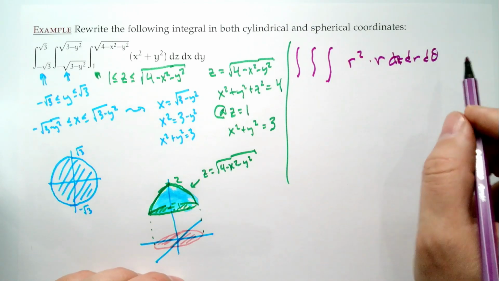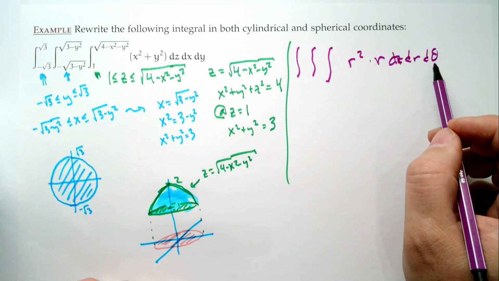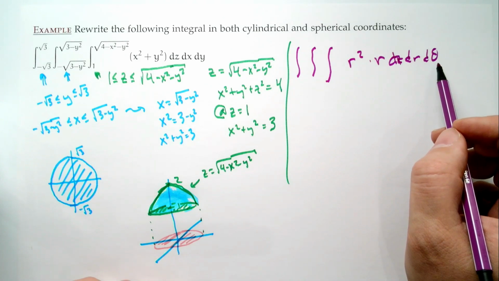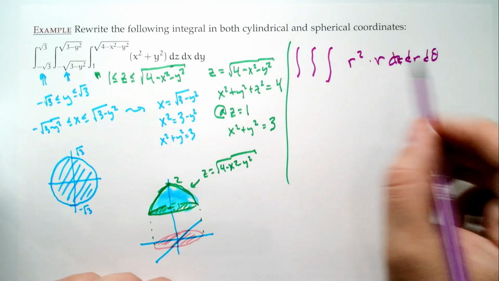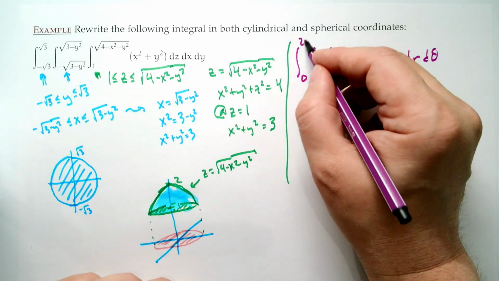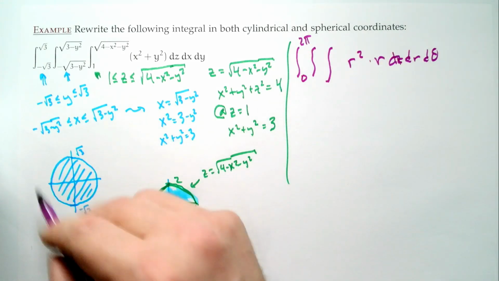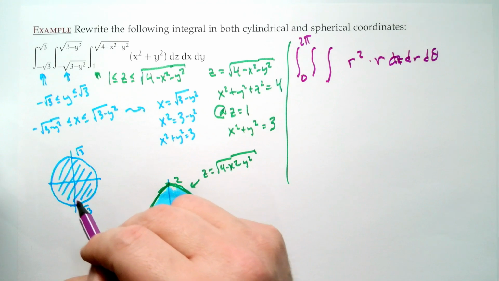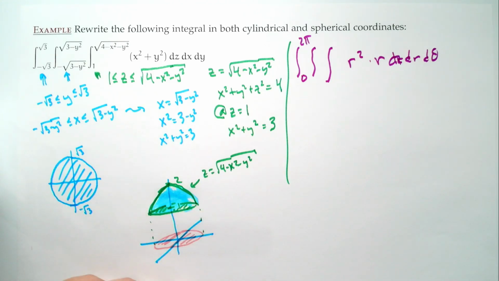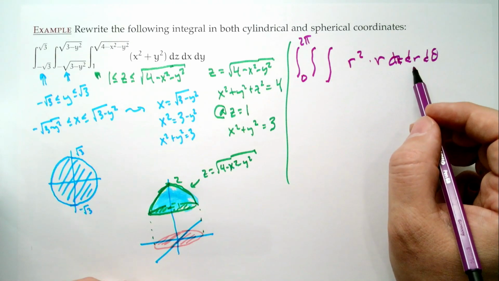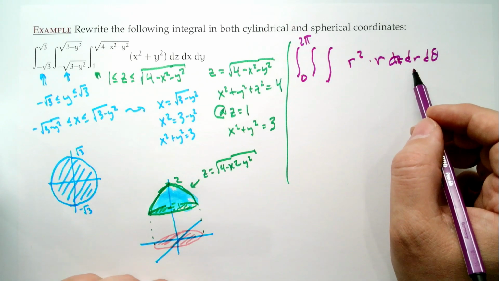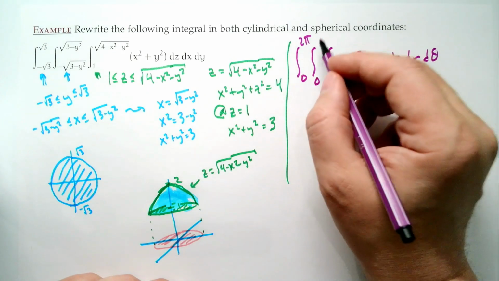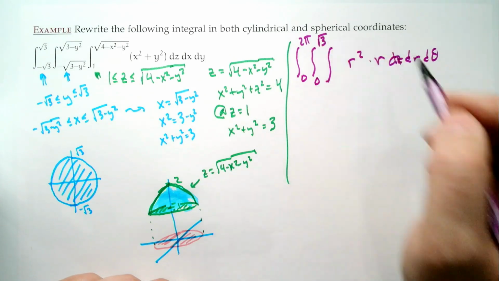Okay, now let's start working through the bounds. What can we say about theta? 0 to 2 pi. All the way around. Because this is the region that we're trying to get the bounds for. This is what you see if you look down the z-axis. Where does r go from? 0 to square root of 3.